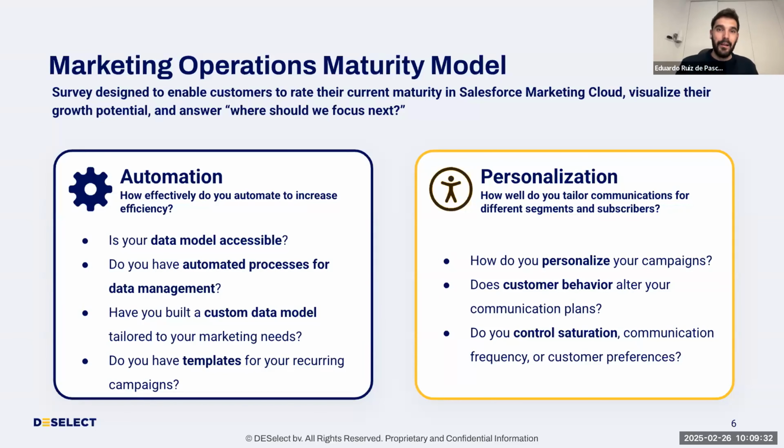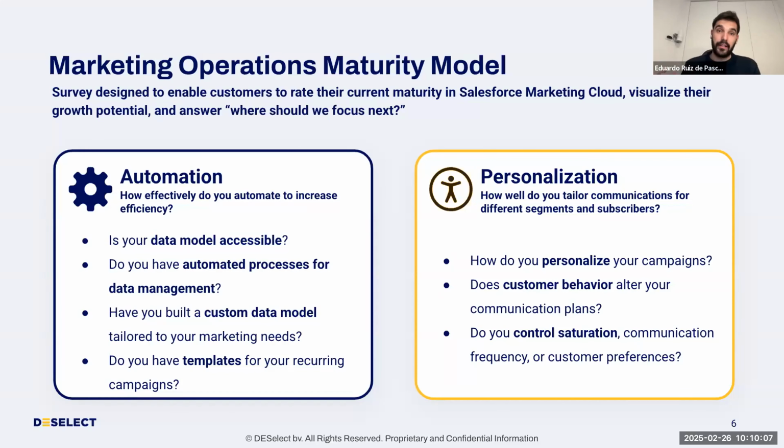The day-to-day of their teams, making sure they were not doing repetitive tasks, making sure they were able to automate heavy processes, just so building campaigns and building journeys wasn't a nightmare and was easy, right? So that's where we group, let's say, the internal improvements, if you will. Is your data model accessible? How many automated data processes do you have? Have you built templates or custom data models that are easier to use for your marketeers, right? Those efforts were grouped inside the automation axis.